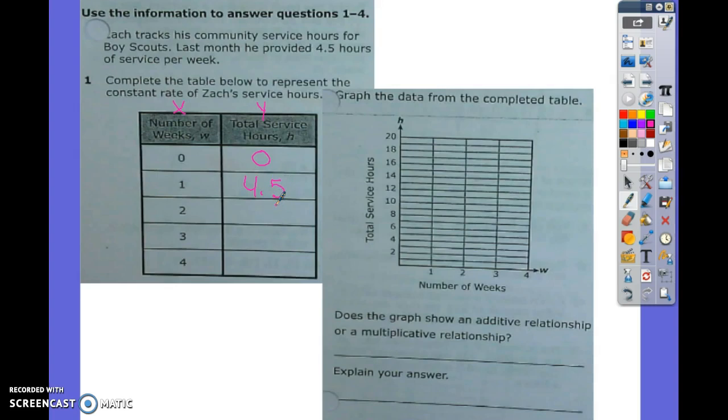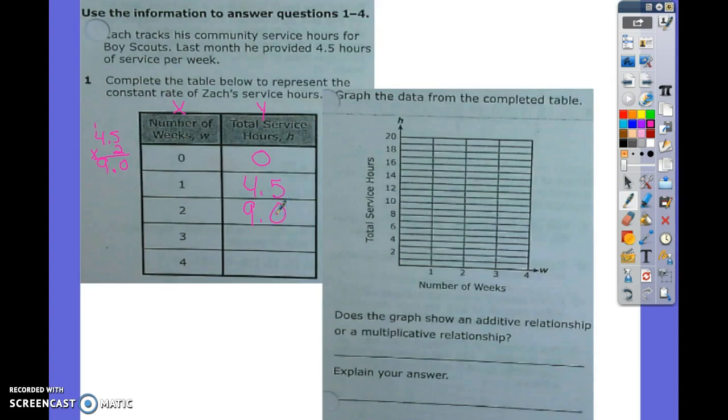If he does 2 weeks of service, we can take 4.5 and multiply it by 2. 5 times 2 is 10, carry the 1. 2 times 4 is 8, plus 1 is 9. Put your decimal point. So he will have 9 hours.